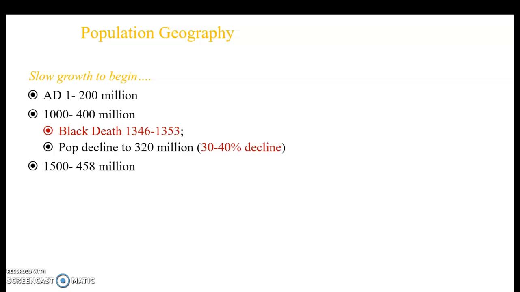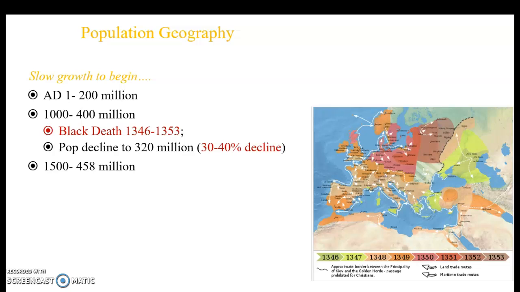And in 2020, the COVID-19 pandemic is impacting populations. In the 14th century, the pandemic was significantly more severe. So again, we pick up in 1500 with 458 million people. Here's a map showing the expansion and the diffusion of the Black Death plague over Western Europe.